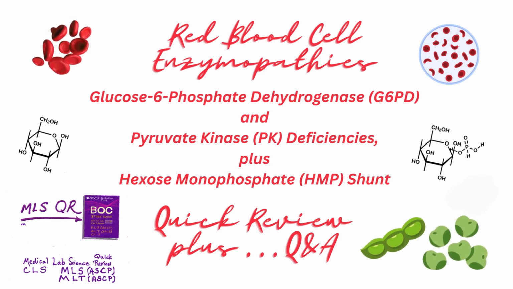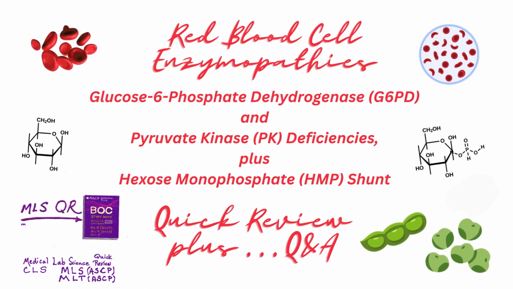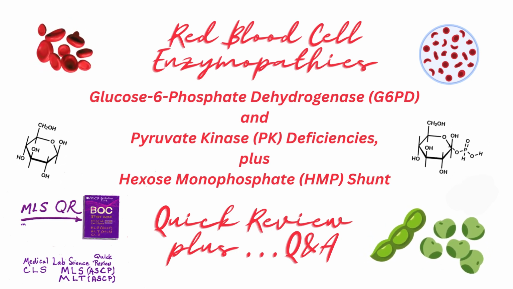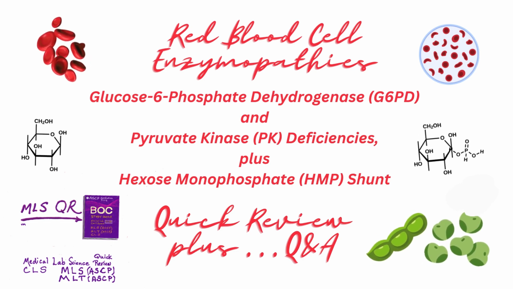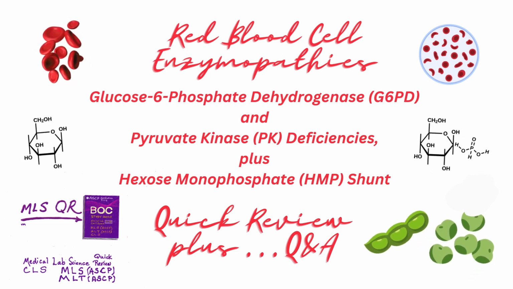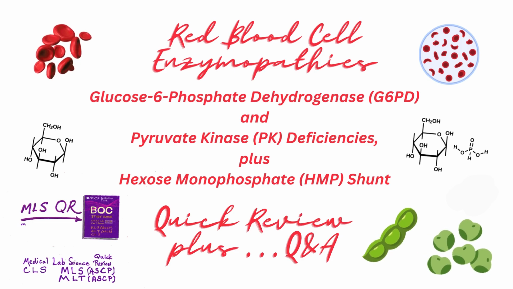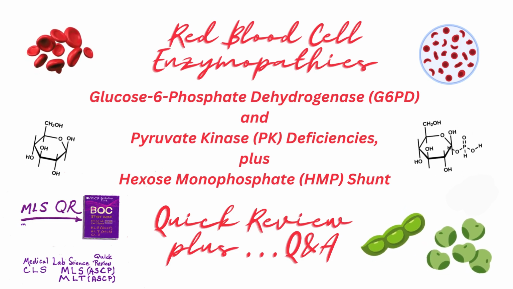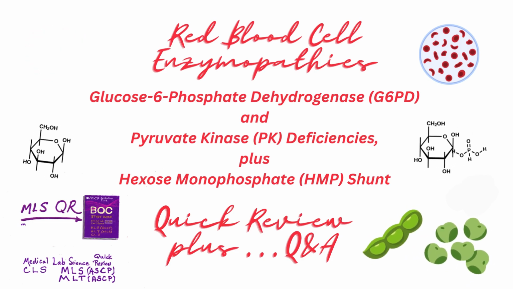Today we're going to have a quick review of red blood cell enzymopathies, the glucose 6 phosphate dehydrogenase enzyme, and also how it fits with the hexose monophosphate shunt. And also, we're going to talk about pyruvate kinase deficiencies.